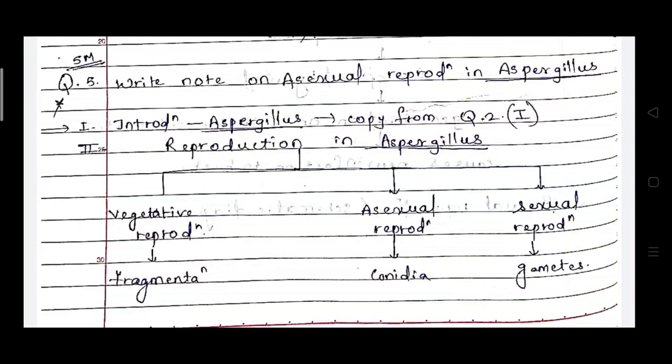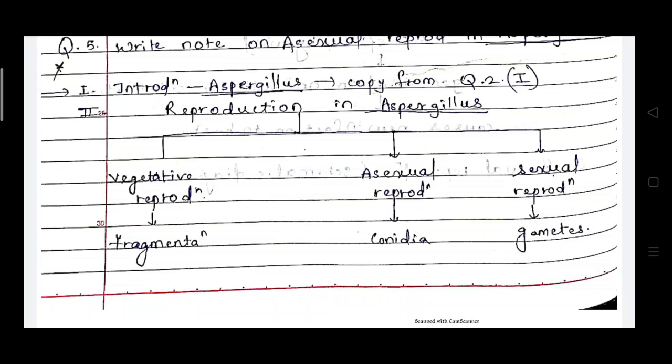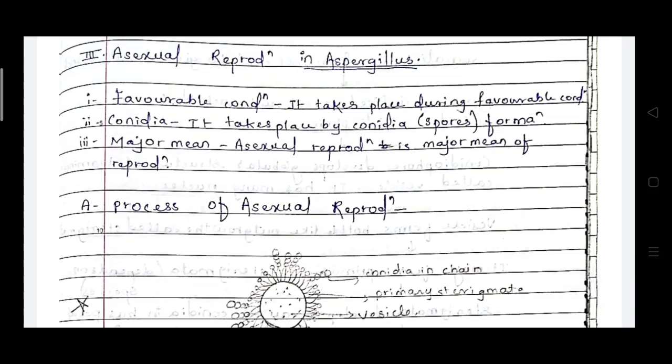Hello students, today we discuss the asexual reproduction in Aspergillus. First of all, you have to write about the reproduction in Aspergillus. In Aspergillus, vegetative, asexual and sexual reproduction take place. Vegetative reproduction takes place by fragmentation, asexual reproduction takes place by the formation of conidia, and sexual reproduction takes place by the union of the gametes. So let's discuss the asexual reproduction in Aspergillus in detail.